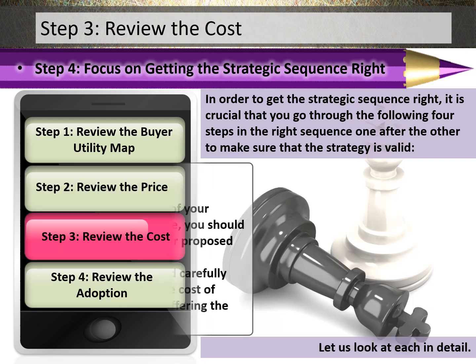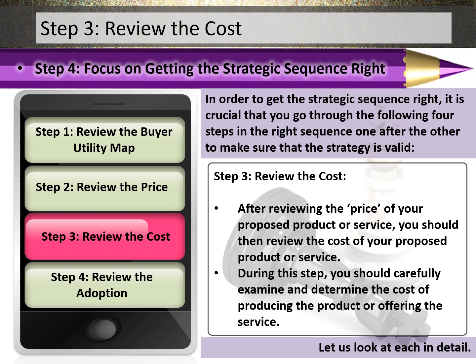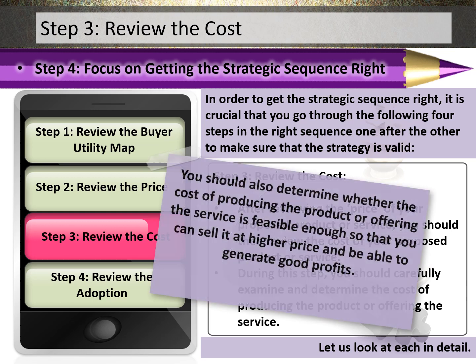Step 3. Review the cost. After reviewing the price of your proposed product or service, you should then review the cost of your proposed product or service. During this step, you should carefully examine and determine the cost of producing the product or offering the service. You should also determine whether the cost of producing the product or offering the service is feasible enough so that you can sell it at a higher price and be able to generate good profits.